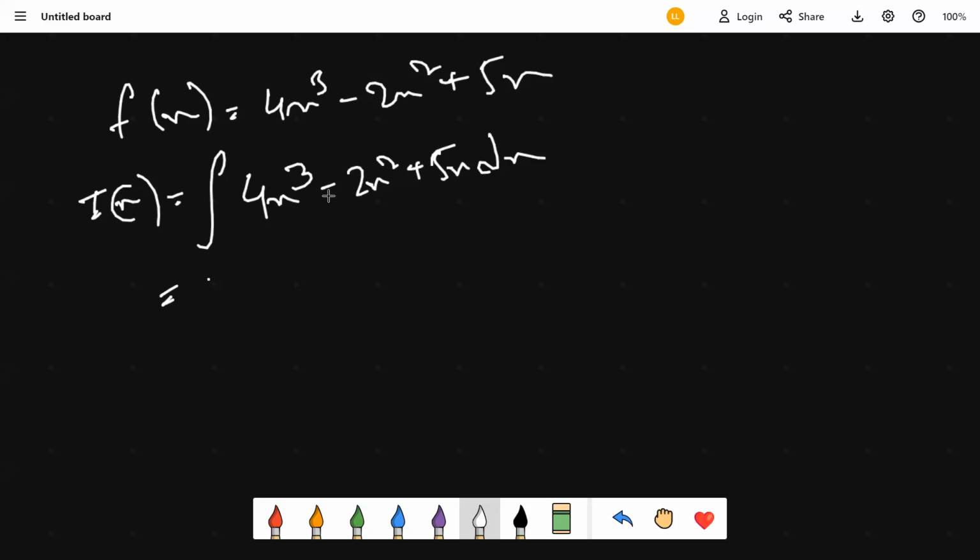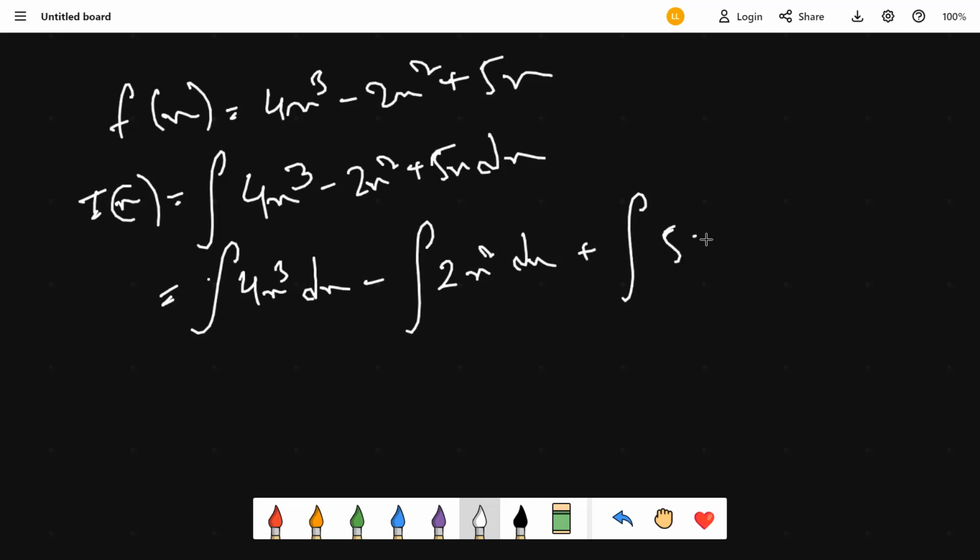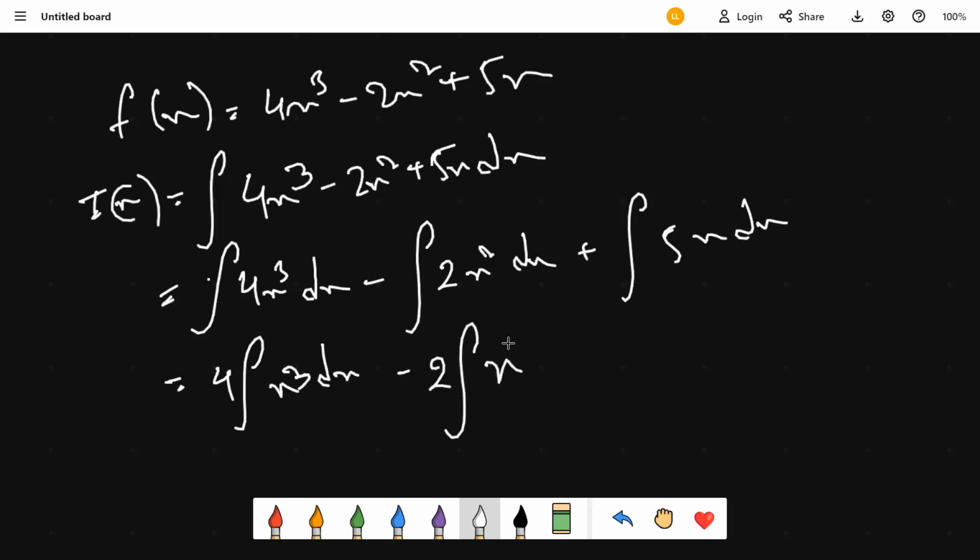And we know that these are all arithmetically added. That means we can use the sum rule here. So individually doing the integration, bringing all the constants in front of the integration sign, because they do not have any effect on the integration.